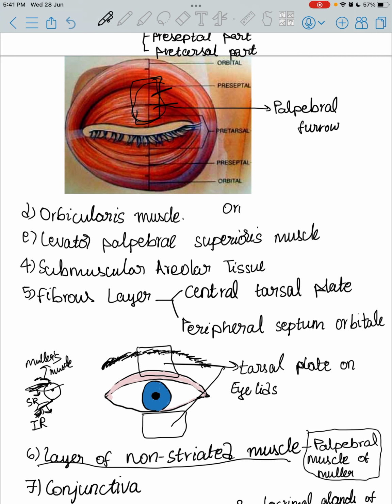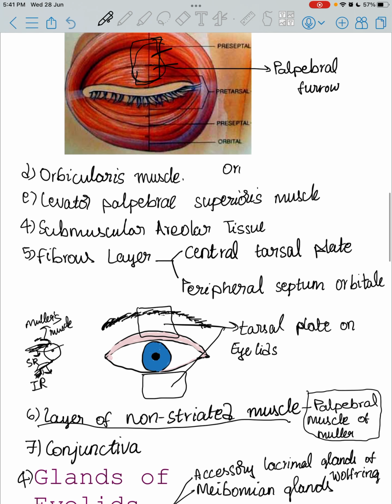It is inserted on the peripheral margins of the tarsal plate. It is supplied by sympathetic fibers, and its paralysis leads to Horner's syndrome. Horner's syndrome is a condition caused by paralysis of Muller's muscle.